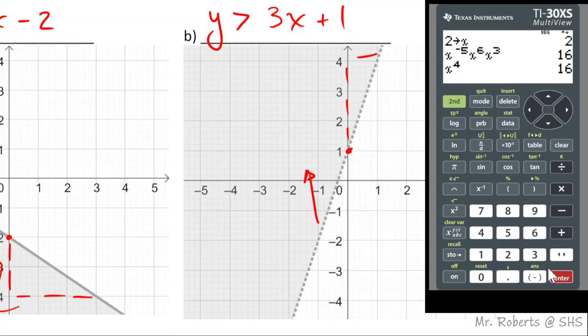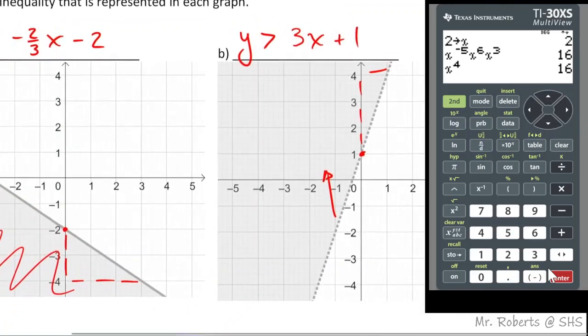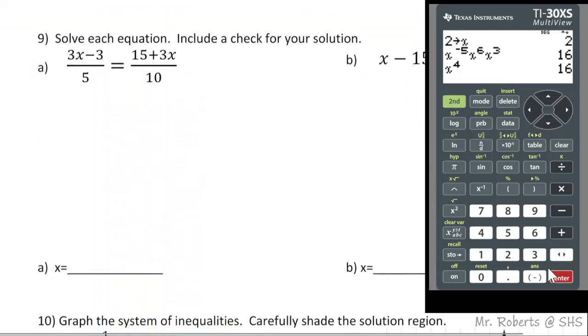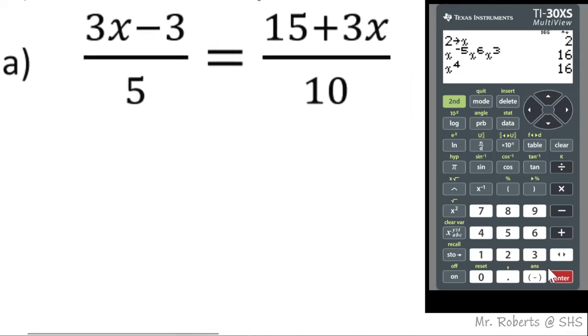They can't be equal to the boundary because it's a dashed line, but y's are greater than the boundary. That's fabulous. Let's move on to question number 9. 9 presents us with 2 equations. It says solve each equation and also include a check for your solution.